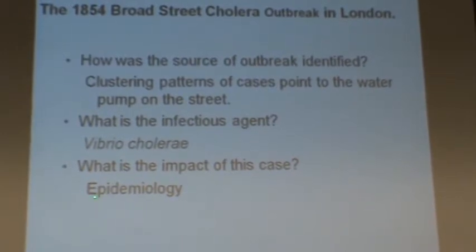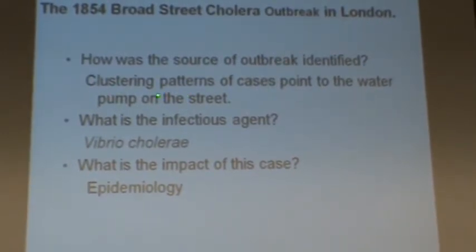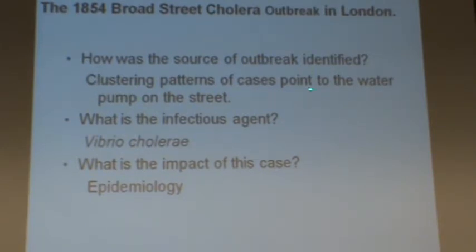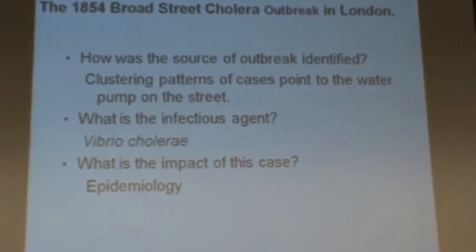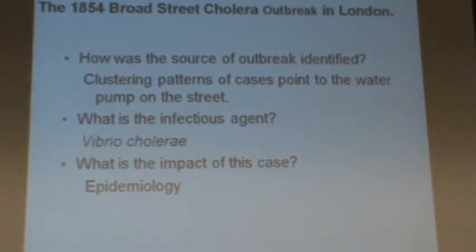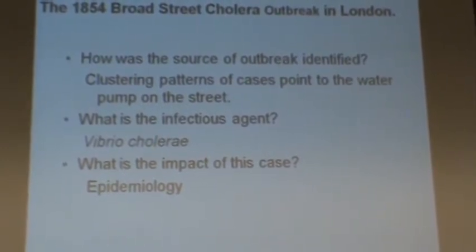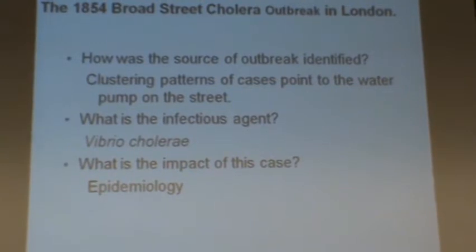Infecting agent: Vibrio cholerae. The source of the outbreak is identified by the clustering pattern. The impact of it is that people credit this case with the starting of epidemiology.